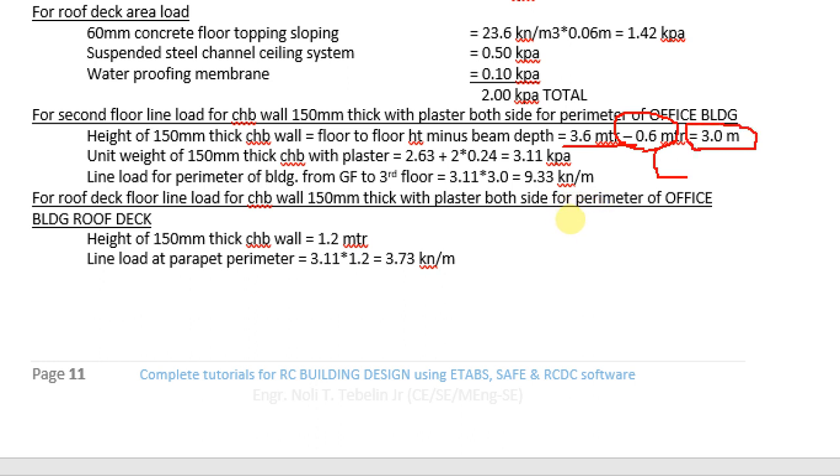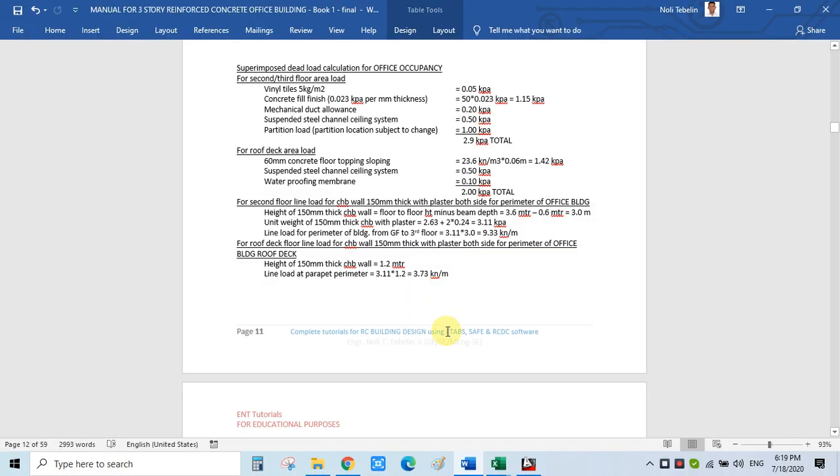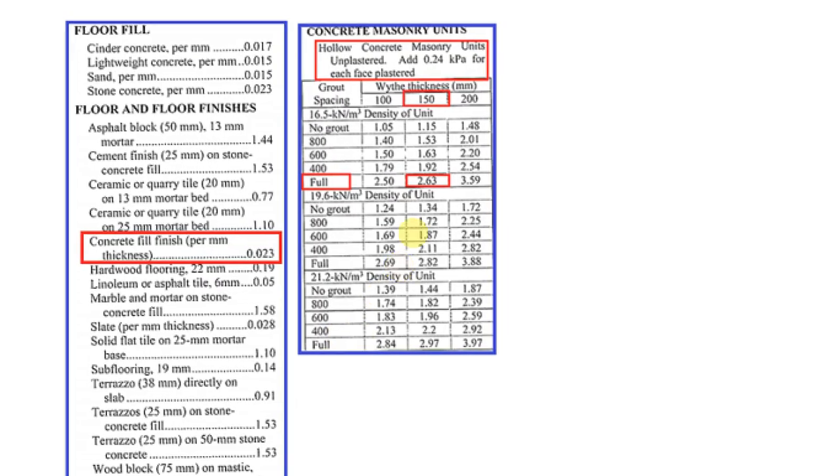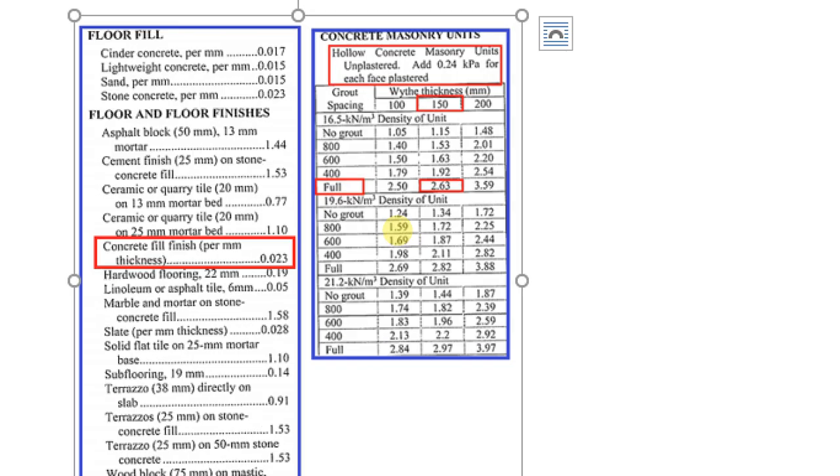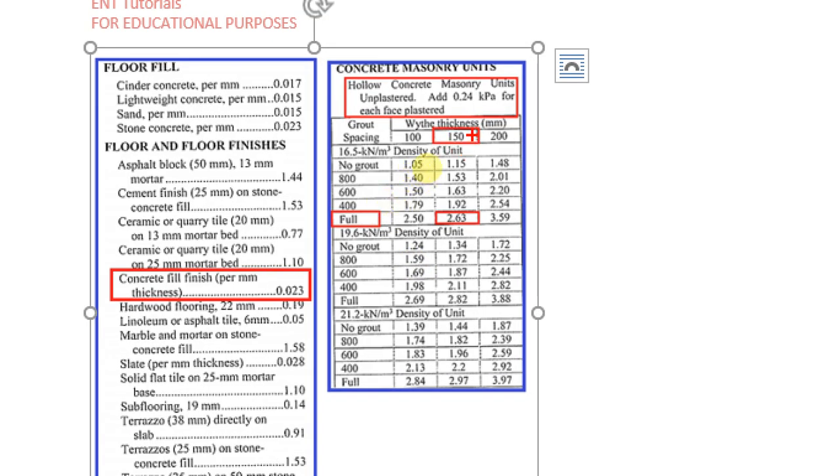Then, the unit weight of the 150 mm thick CHB with plaster is 2.63. So, puntahan ko lang itong table na to from NSCP. Malabo pa. So, ito yung table ng 150 mm thick. So, I have 2.63 kPa per meter, for unplastered yon. So, add 0.24 kPa for each face plastered. So, 0.24 kPa lang i-add ko.